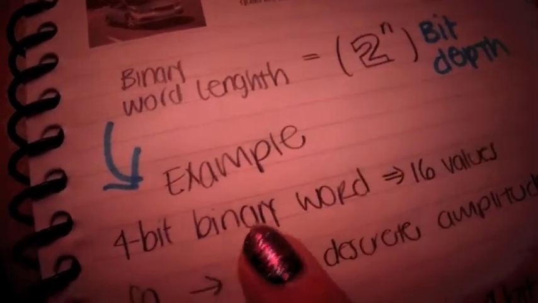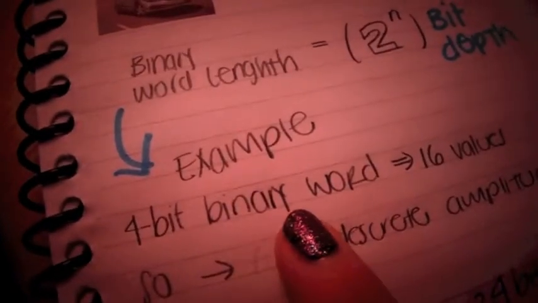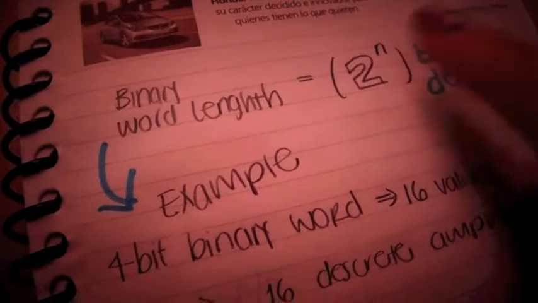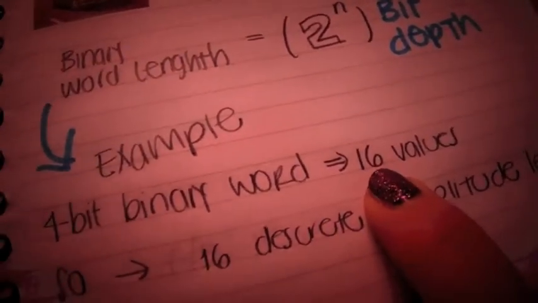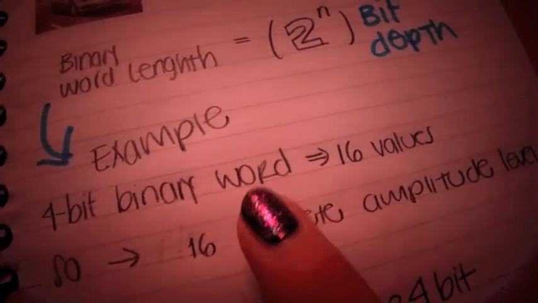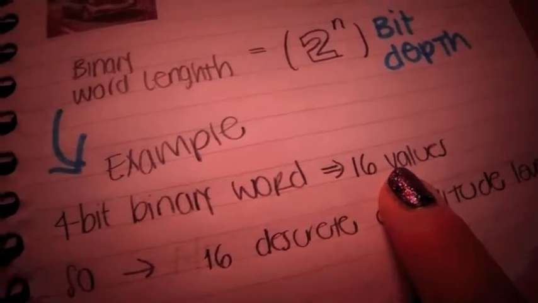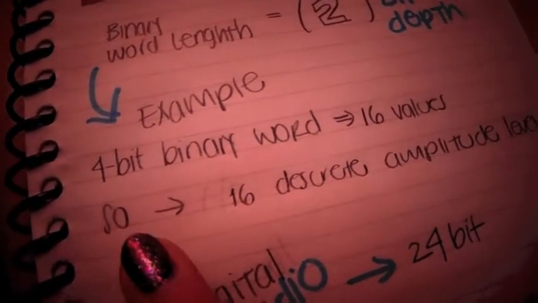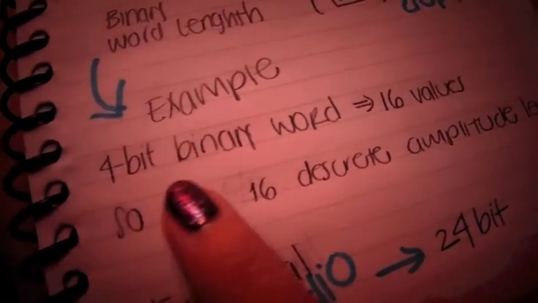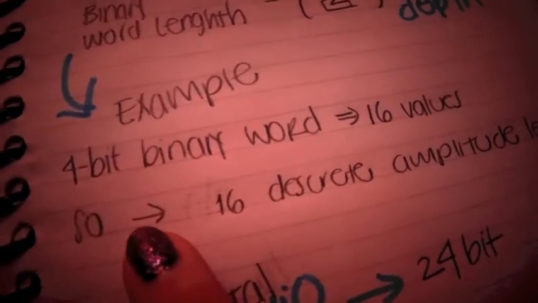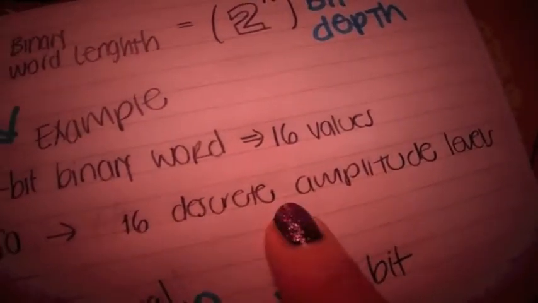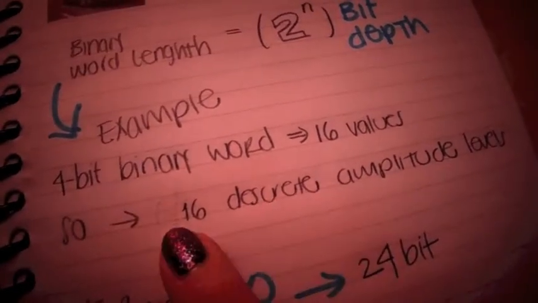Okay, let's see an example. If we have a 4-bit binary word, that means that we have to replace n with 4 right here in the exponent, and we obtain 16. So we can represent 16 values with this 4-bit binary word. So talking in digital audio, this 4-bit binary word means that we can have 16 discrete amplitude levels. This is just an example.